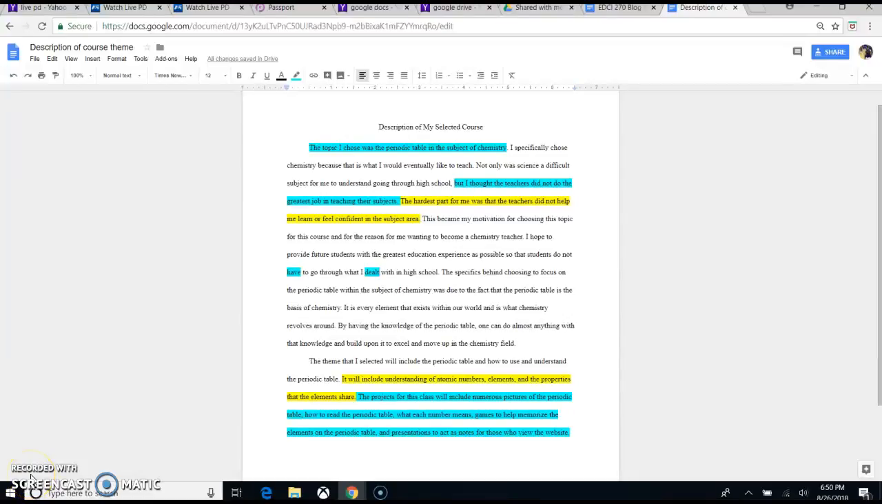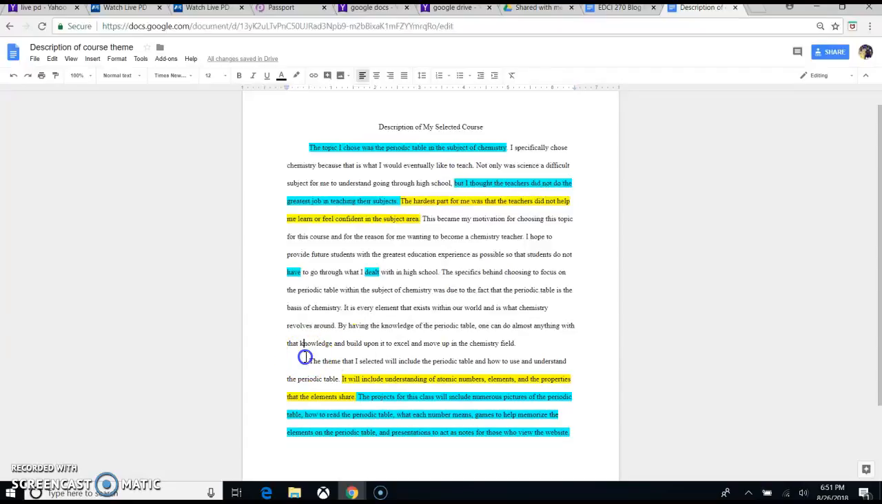This is the completed document of the description of my selected course. The first paragraph, as seen right here, is a paragraph that explains why I chose the idea of chemistry and specifically the periodic table, and why I thought it would benefit future students who would possibly see this document.